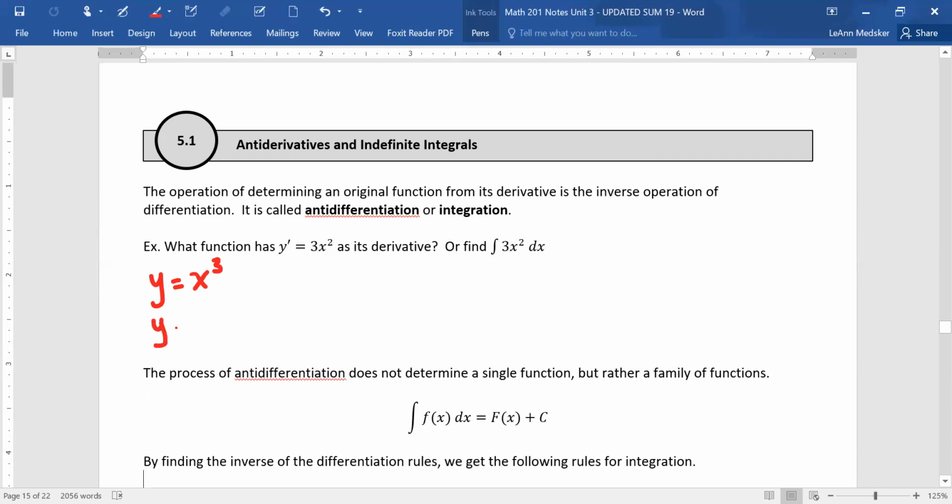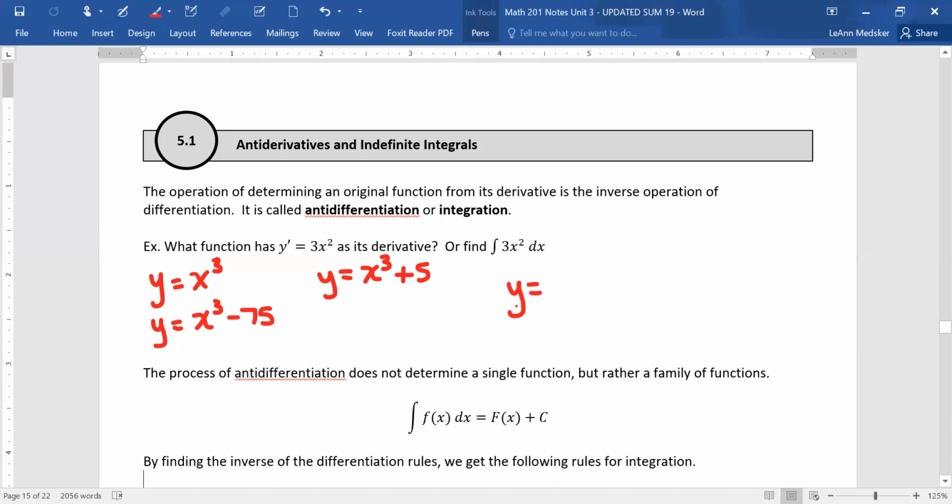But the problem is this is not a unique answer because x to the third minus 75 is also going to have the derivative 3x squared because the constant has a derivative of 0. So also y equals x to the third plus 5. So in other words, there's not just a single answer when you take an antiderivative and you're not being specific.